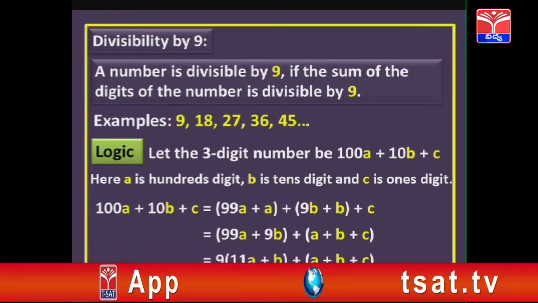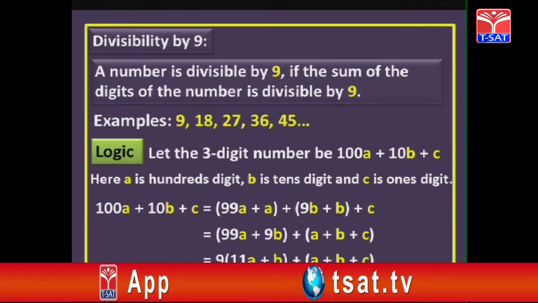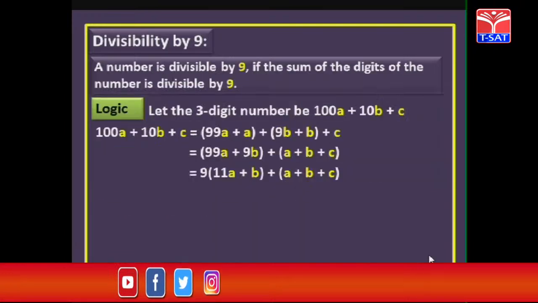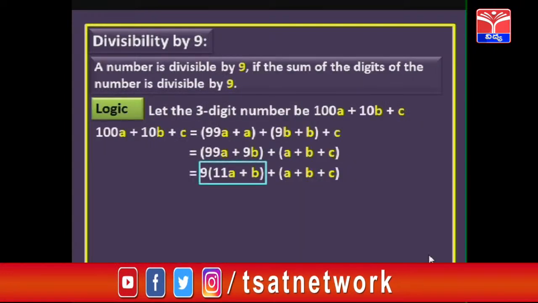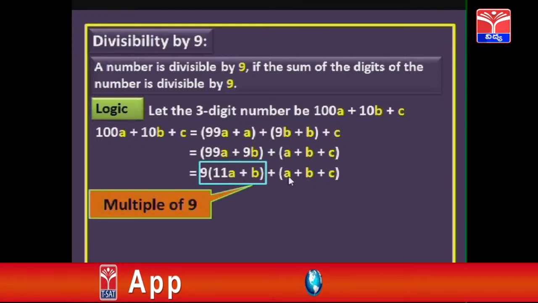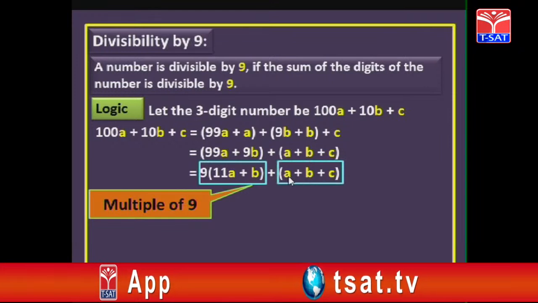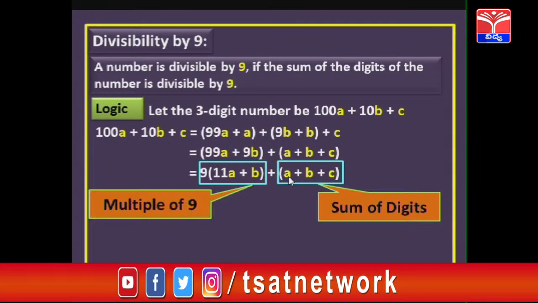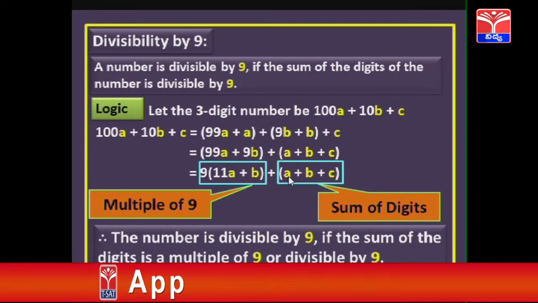Now in this 99A plus 9B, I am taking 9 common. If I take 9 common here, I am left with 11A plus B, and A plus B plus C as it is, no change. Now from this, what do we conclude, children? Yes, this 9 into 11A plus B is a multiple of 9. If this A plus B plus C is also a multiple of 9, that is, the sum of digits is divisible by 9, I can say that the given number is also divisible by 9. So the number is divisible by 9 if the sum of the digits is a multiple of 9.